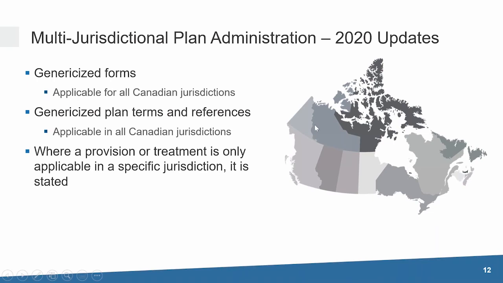CAT has created general forms for pension administration across all jurisdictions. As mentioned earlier, these forms are easy to find in the updated employer manual. The updated employer manual includes genericized plan terms and references. For example, where we may have previously referred to specific Ontario statutory leaves, general categories like maternity, statutory, and non-statutory unpaid leaves are used. Where a provision or treatment is only applicable in a specific jurisdiction, it is stated in the employer manual. For example, in the enrollment section in the employer manual, it states that Manitoba is an exception to the regular rule for optional enrollment once PBA criteria is met.